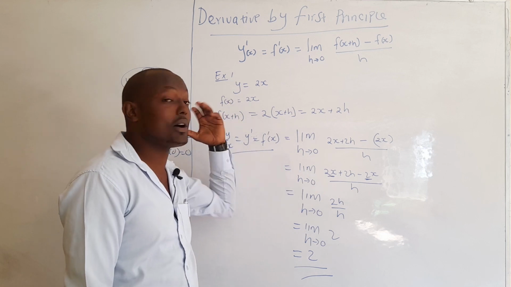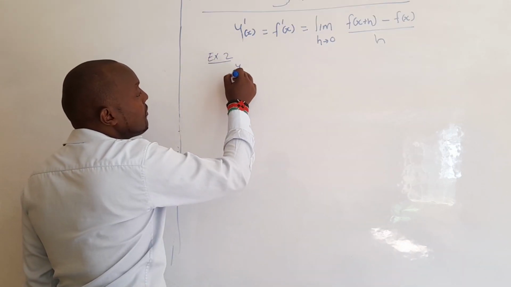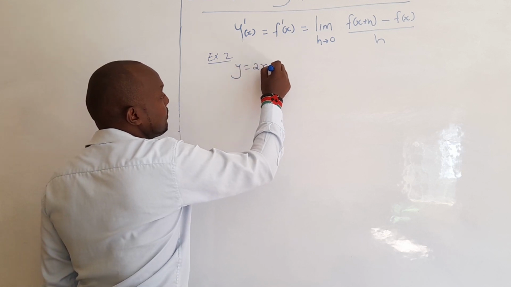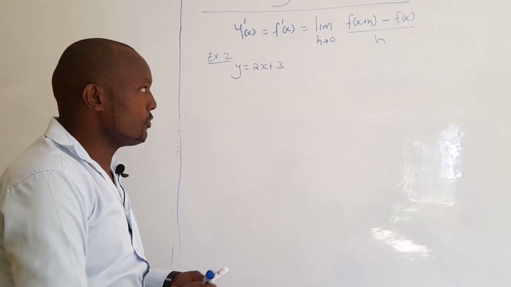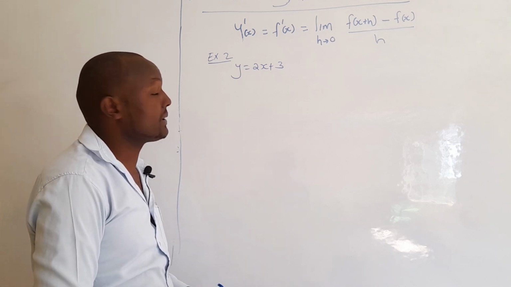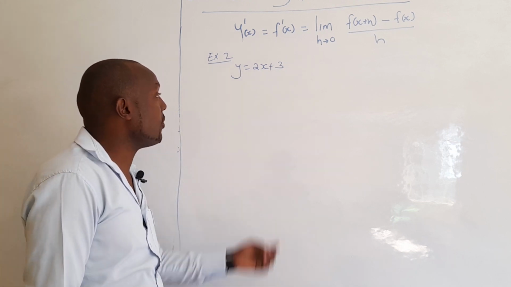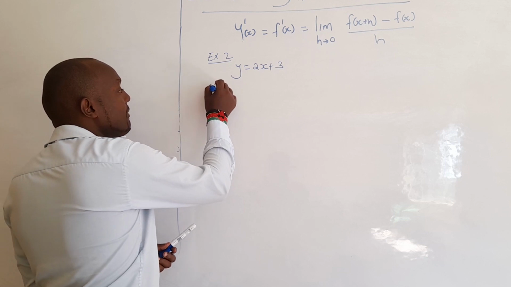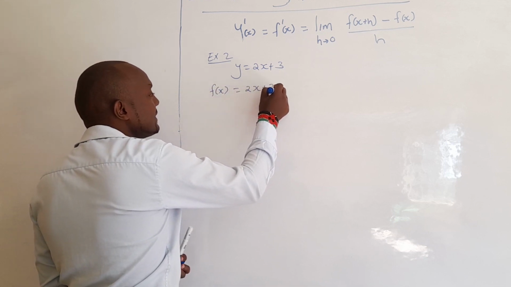So let's proceed to our example 2. We can talk of y being 2x plus 3. We want to proceed to solving more and more complex equations. So y equals 2x plus 3. Remember, this is our function of x, which will be 2x plus 3.